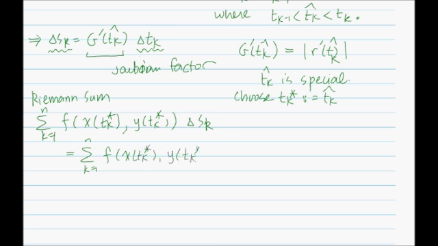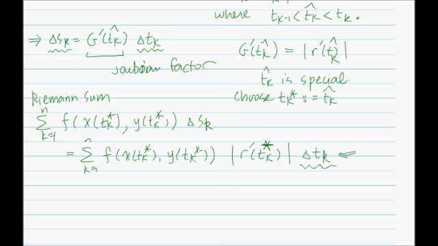y of t k star times delta s k is now this. If you look at this part up there, where I stated the Jacobian factor, the g prime of t k now has this form with a star, because we wrote it as star now, r prime t k star, and then there's delta t k. All right, this t k is a usual thing, right? It's really t k minus 1. So this is the one variable Riemann sum that we have learned in calculus 1.